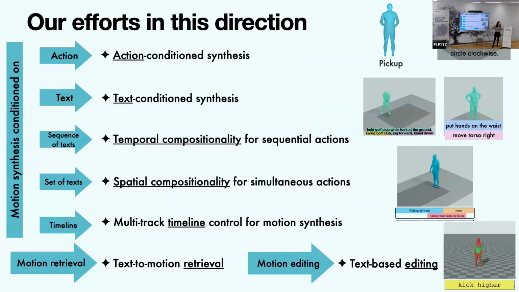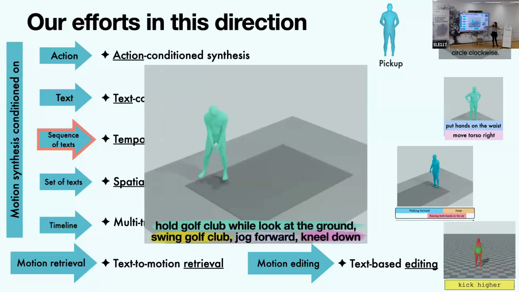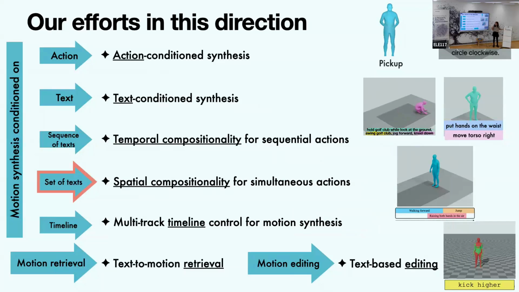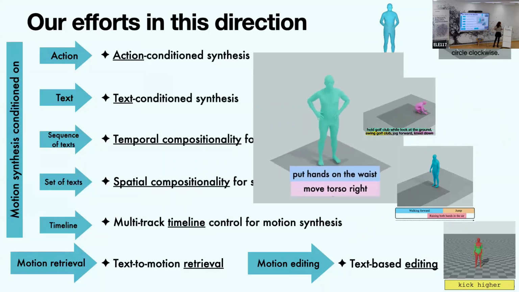So just showing you input-output relationships here to define the task. Temporal compositionality is for a sequence of actions, one after the other. You have hold golf club, swing golf club, and so on, jog forward and kneel down. So this is the temporal smoothness aspect we're looking at. The one after is spatial compositionality. The name is just to have an analogy, but it means simultaneous actions, so doing two things at the same time. It's the put hands on the waist and move towards the right example we've looked at.